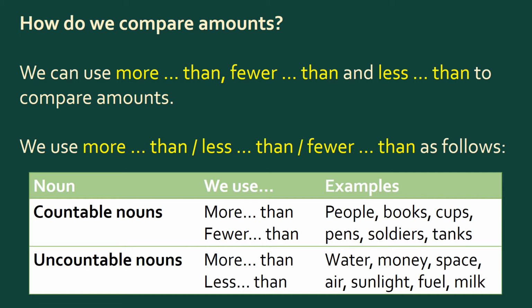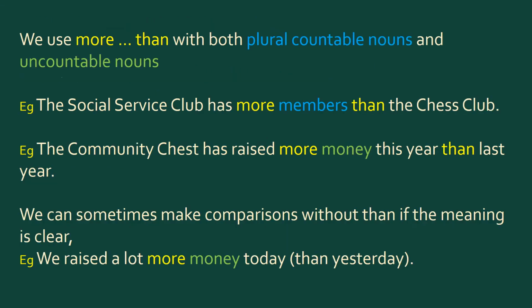For uncountable nouns, we use more than, less than. Examples are water, money, space, air, sunlight, fuel, and milk. We use more than with both plural countable nouns and uncountable nouns.